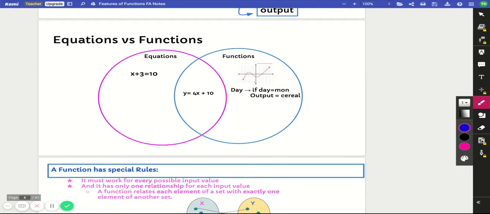Okay. So that's two separate things, equations and functions, but they both share in the sense that you can have y, your output, equal to 4x plus 10. This equation here is not only an equation, but it is also a function. The function has a y as an output. What makes your equation different is that it's telling you what your output is.